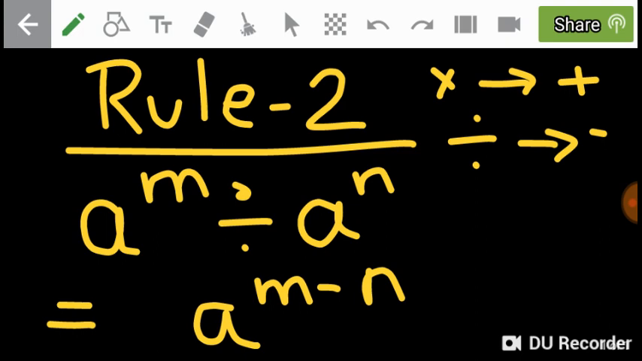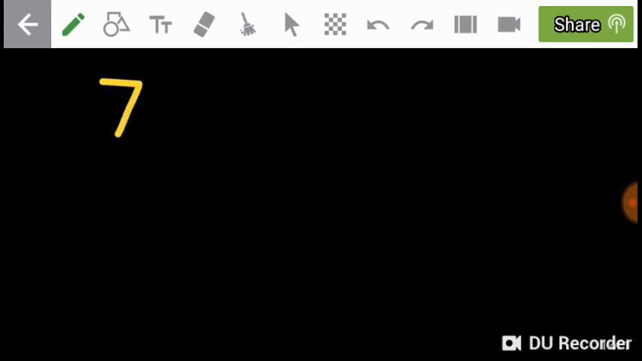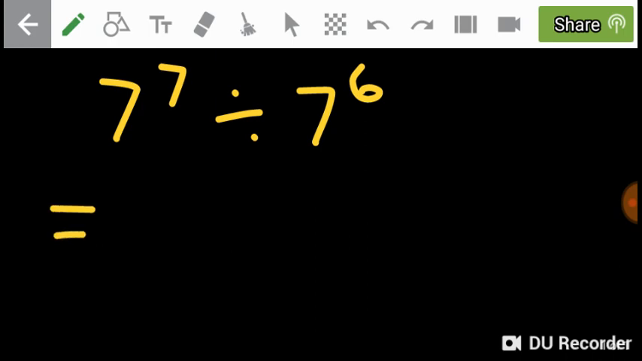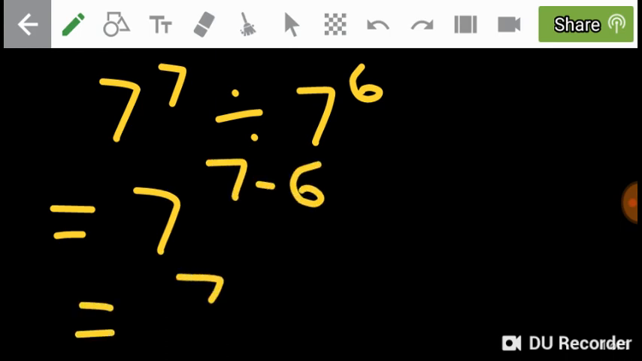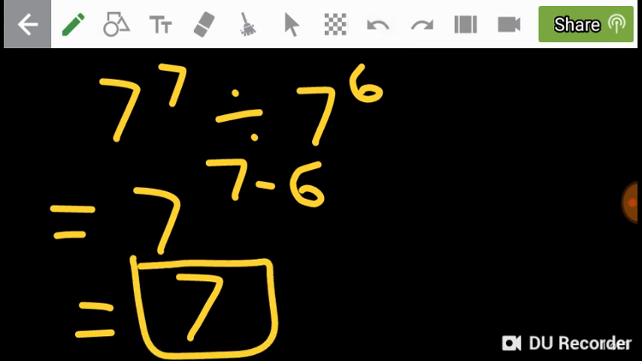So let us see some examples. So in this case, we see over here that it is in the form of division. So the powers will get subtracted. As a result, the answer is only 7. We usually do not write 1 at the top whenever the answer comes as 1. So we keep 7 as the answer for this.